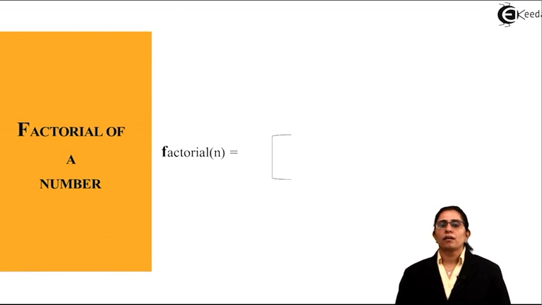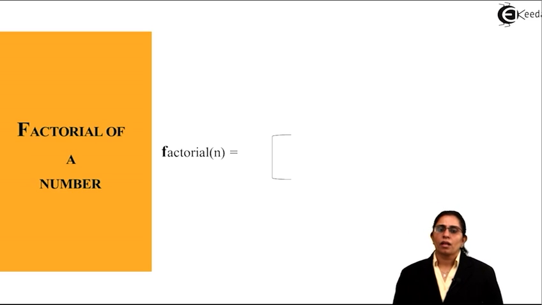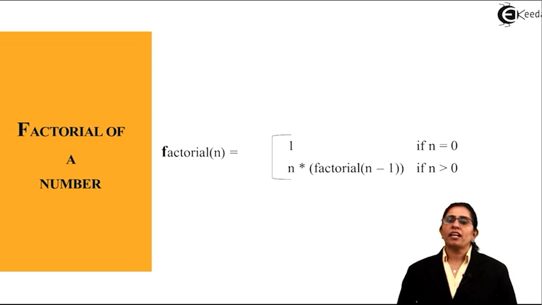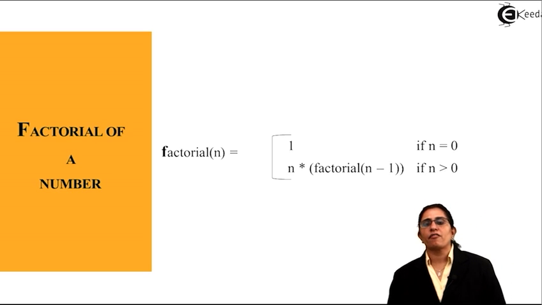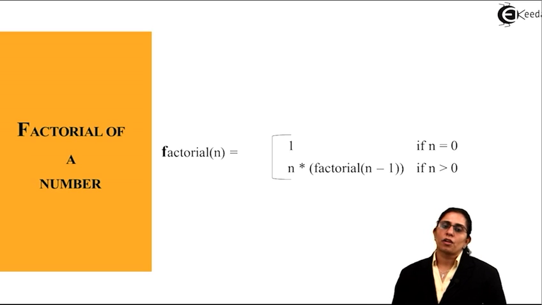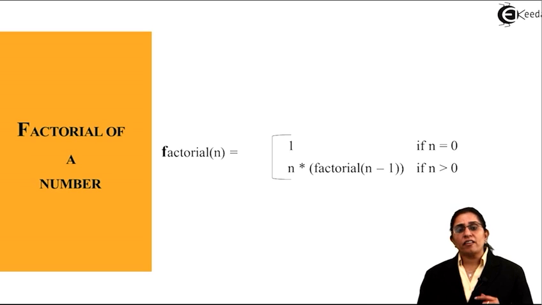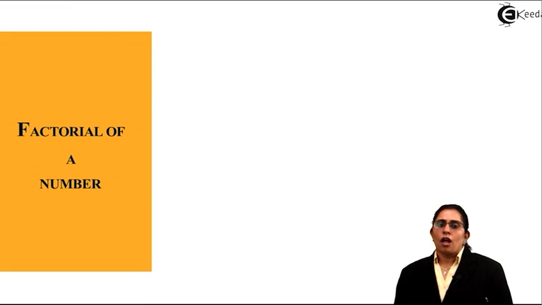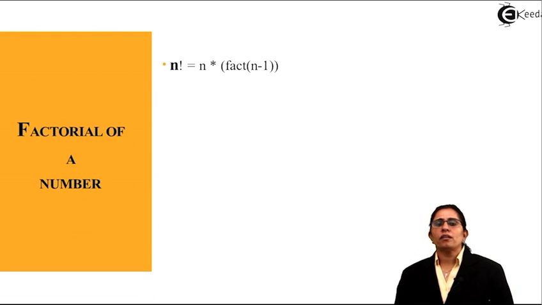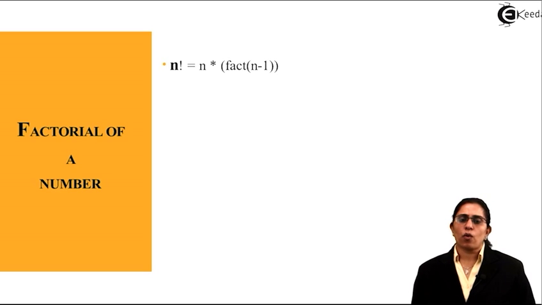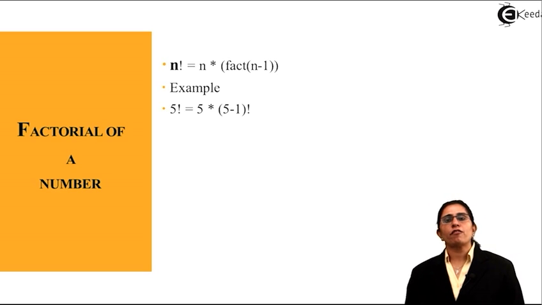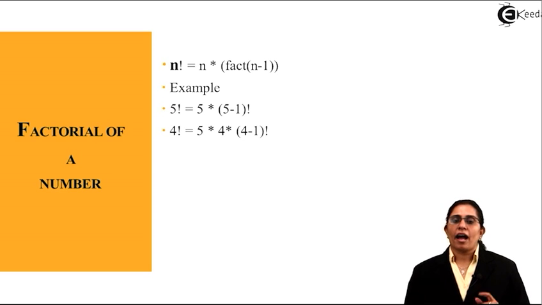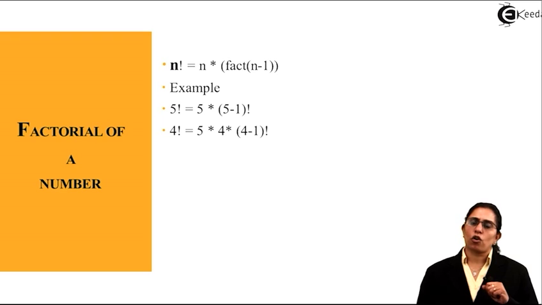The factorial of a number is given by factorial(n). In the bracket, it can be defined as 1 if n is equal to 0, and n into factorial(n minus 1) if n is greater than 0. So this is how my iterative process of recursion will continue. Now, n factorial is n into fact(n minus 1), for example 5 into (5 minus 1) factorial, which is 4 factorial, as 5 minus 1 is 4, the function calls itself.